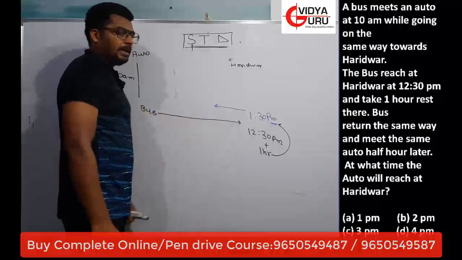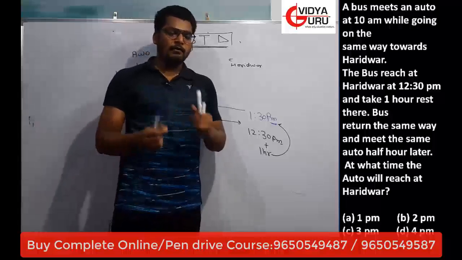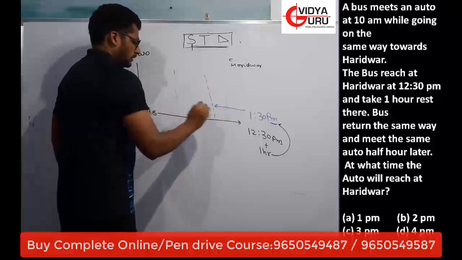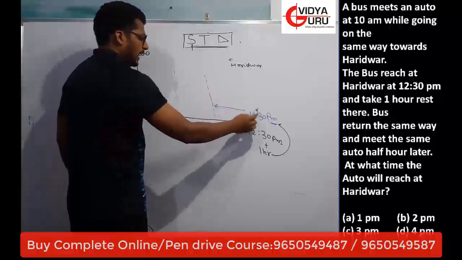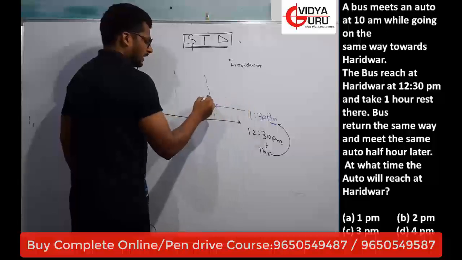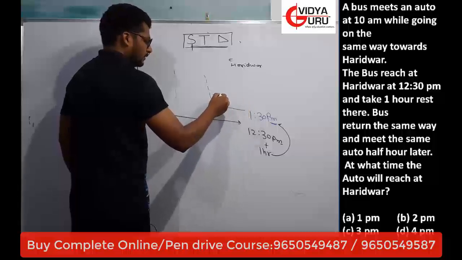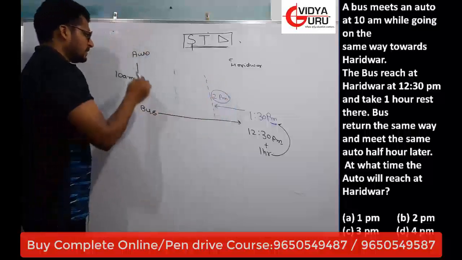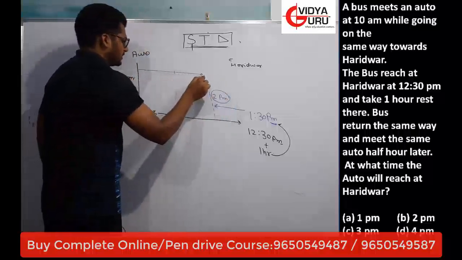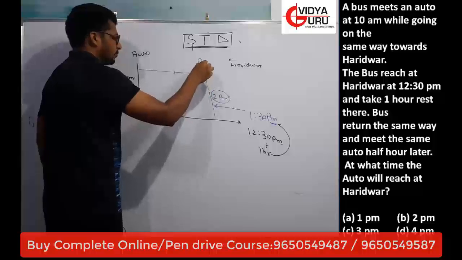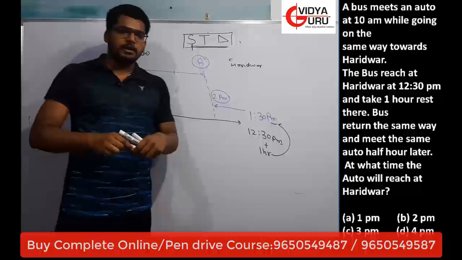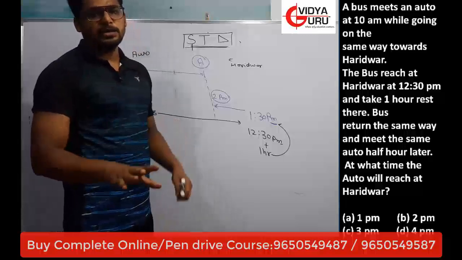The bus returned and meets the auto half hour later. That means here. So what will be the time? Half hour later. So what is the time here? 2 p.m. That means the auto till now has reached here only. Let it be point A. I have just made a figure. At what time will the auto reach Haridwar? The question is asking only this.